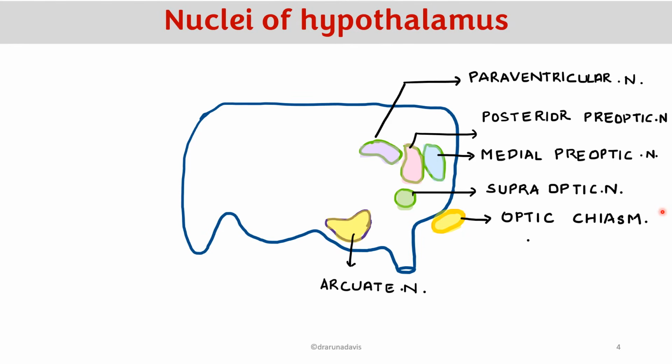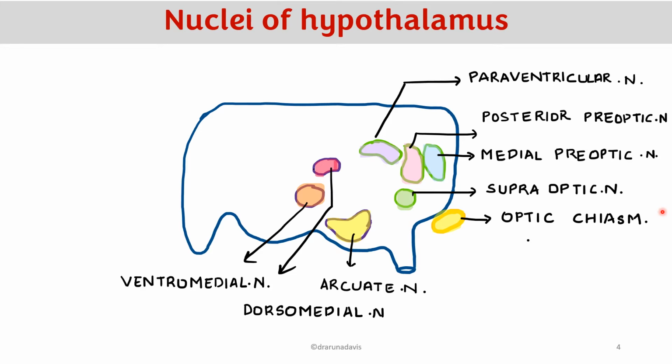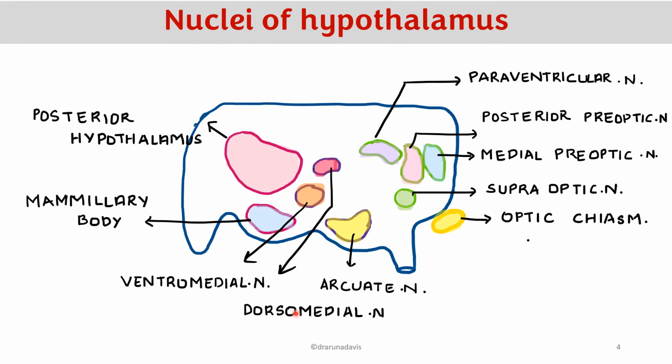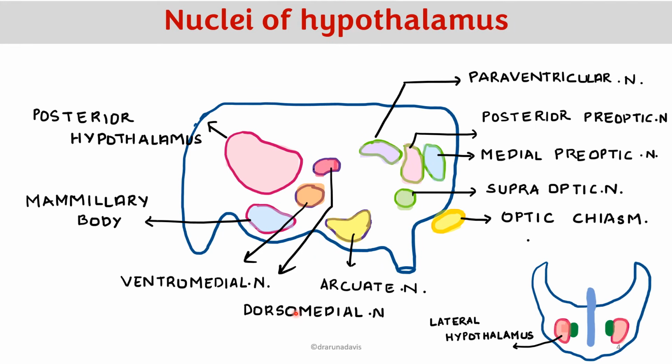Now we've got the arcuate nucleus, ventromedial nucleus and dorsomedial nucleus, the mammillary body, and then on the posterior part we've got the posterior hypothalamus, and then a lateral hypothalamus which cannot be shown in this picture. So here we've got another section, a sagittal section showing the lateral hypothalamus. These are the different nuclei of the hypothalamus, and you should know this diagram well, right?